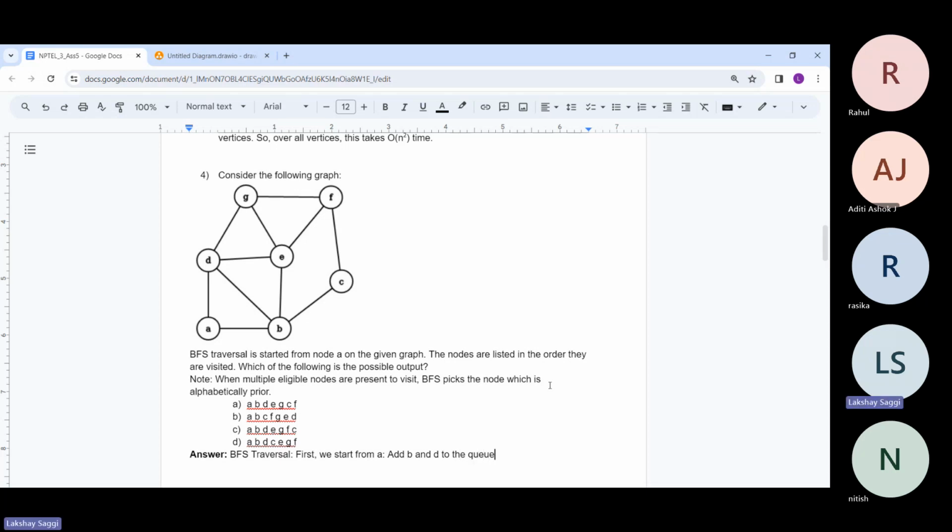I hope everyone remembers what BFS is. We add every vertex to the queue and then dequeue the vertices. Now from B and D, we'll be first visiting B because, as we said earlier, when multiple eligible nodes are present to visit, B and D both can be visited, so BFS will visit the node which is alphabetically prior, which is the node B here. Now we visit B. And after visiting B, we'll add the nodes E and C to the queue.